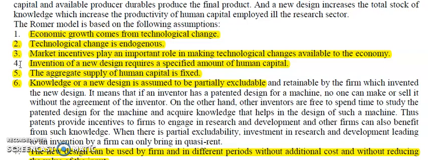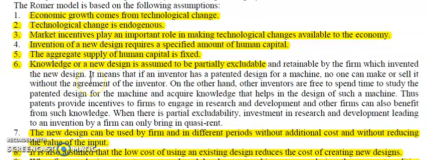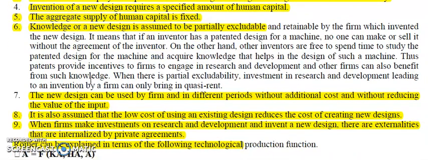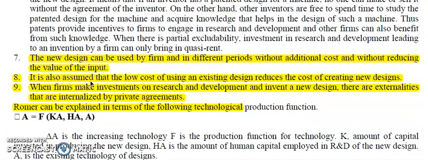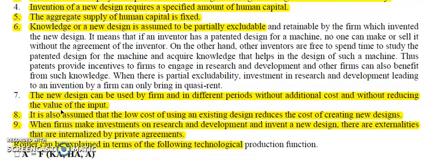Knowledge or new design is assumed to be partially excludable. Then new design can be used by a firm in different periods without additional cost. Then low cost of using existing designs reduces the cost of creating new designs. The firm makes investment in research and development and invents a new design. There are externalities that are internalized by private agreements. These are the assumptions of the Romer model.